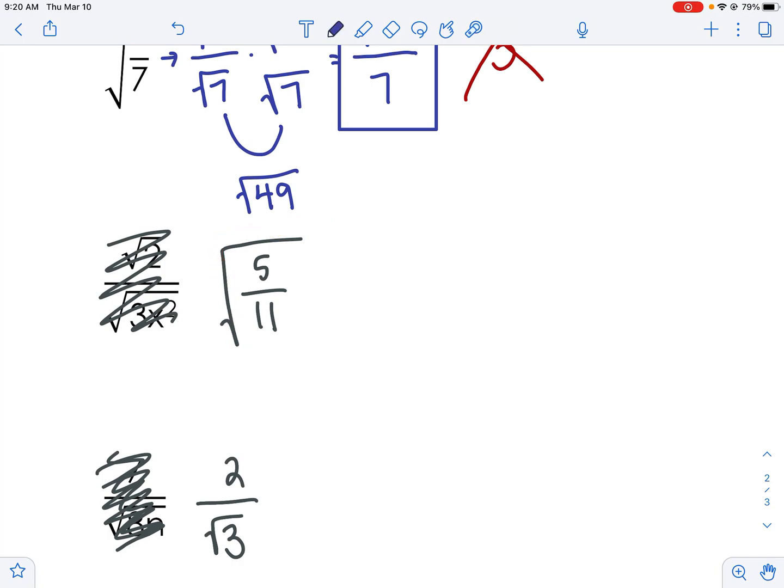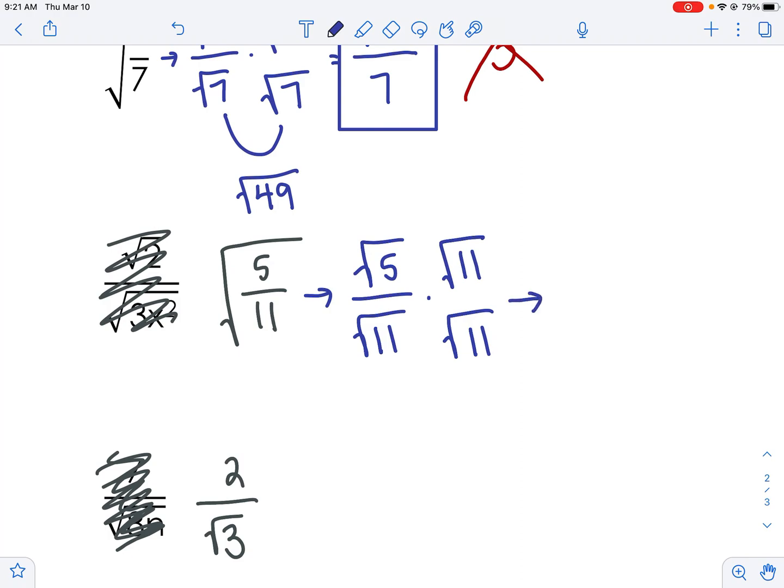So my first step, if I have the square root of 5 over 11, is to rewrite it as the square root of 5 over the square root of 11. Now ask yourself, what's causing us trouble here? Is it the square root of 5 on the top, or the square root of 11 on the bottom? If you said the square root of 11, you're right. So here's how I'm going to fix it. I'm just going to multiply by the square root of 11 on the bottom and on the top.